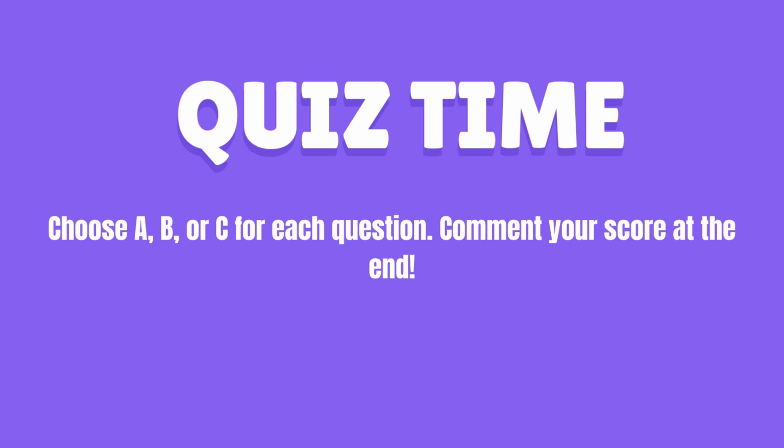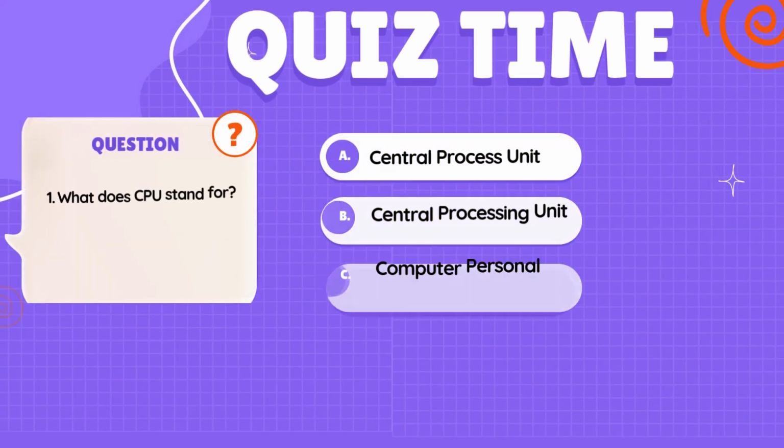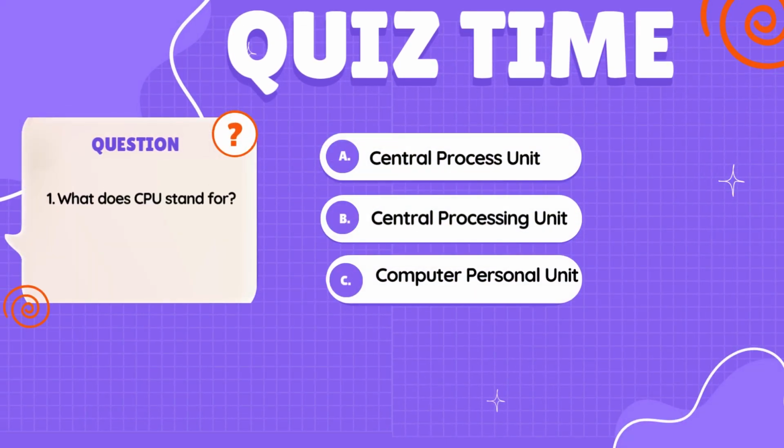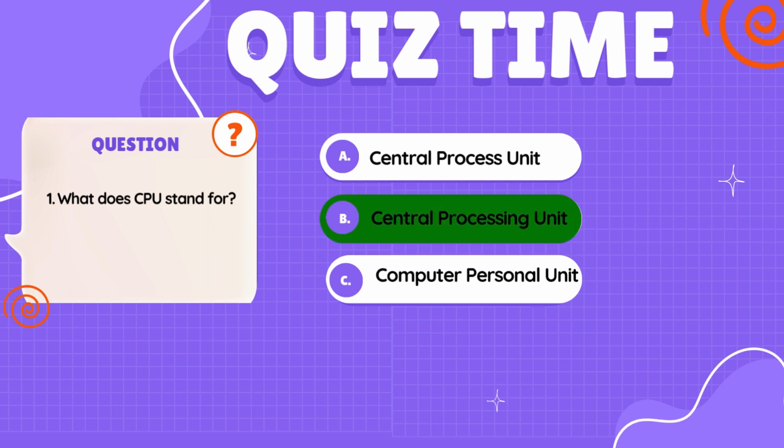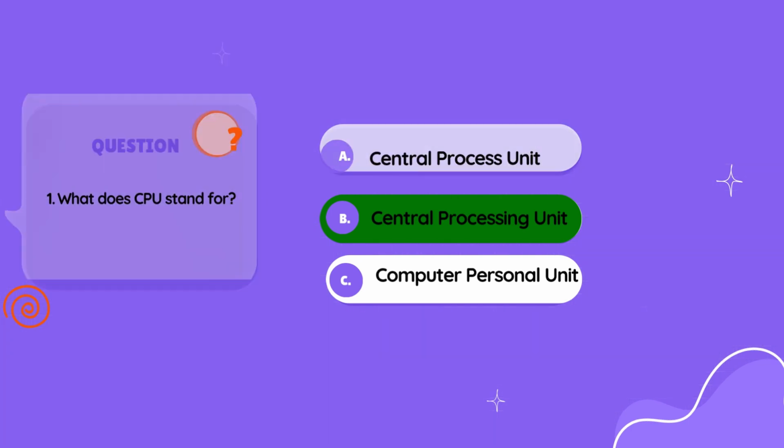Ready? Let's go. What does CPU stand for? A. Central Process Unit. B. Central Processing Unit. C. Computer Personal Unit. The correct answer is B. Central Processing Unit. It is the brain of your computer.